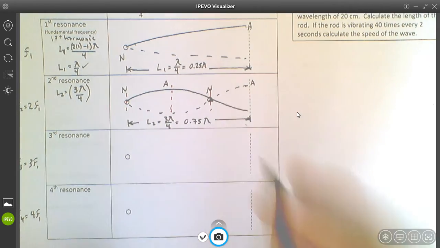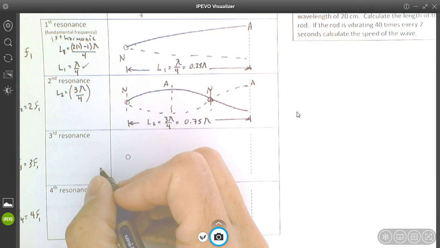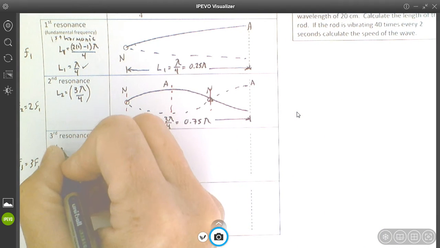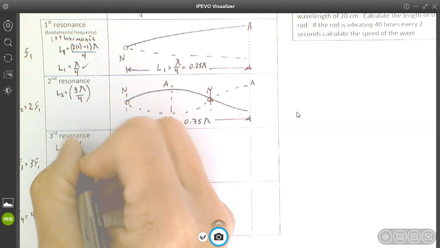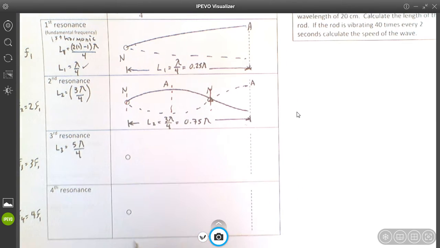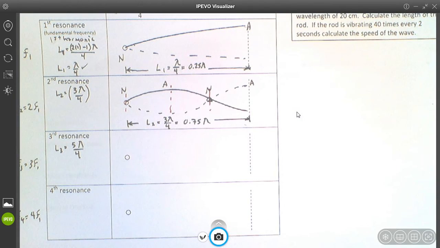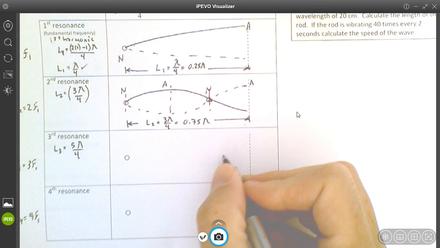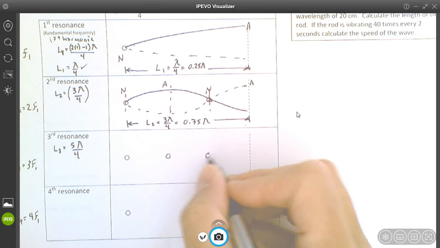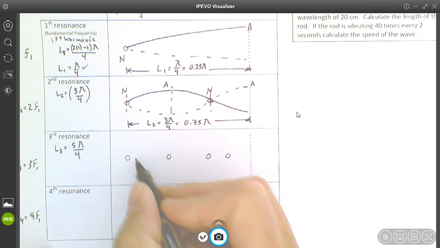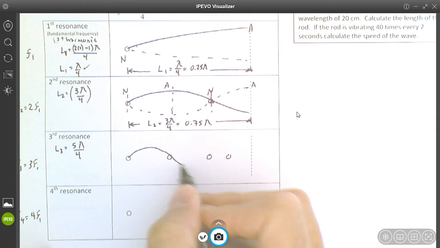At the third resonance length, you're going to now think, well, let's use the formula. 3 times 2 is 6. 6 minus 1 is 5. So it's 5 lambda over 4, 5/4 of a wavelength. Well, what's 5/4 of a wavelength? It's 1 1/4 wavelengths. So there's going to be the quarter at the end, and then there has to be one full one.